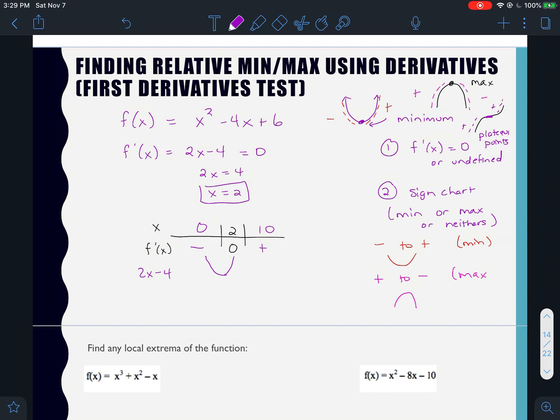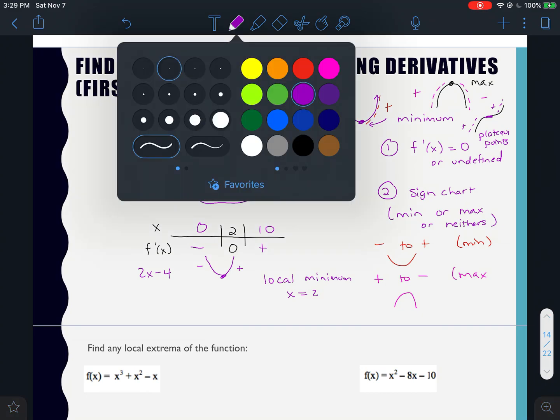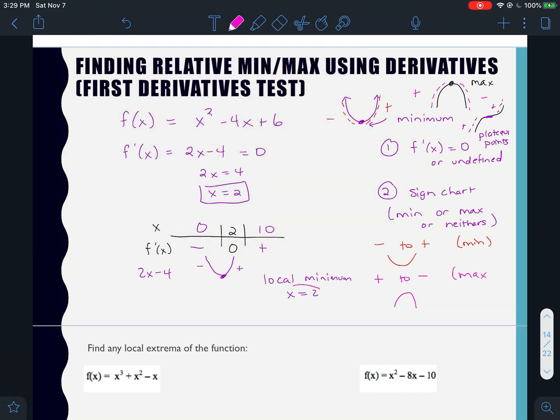So my derivatives were negative, so my graph was going down. Then it has a horizontal tangent line, so it levels off. And then my derivatives were positive after that. So notice that would represent a local or relative minimum on the graph. So we have a local or relative minimum when x is equal to 2.